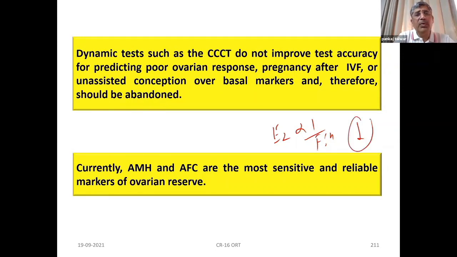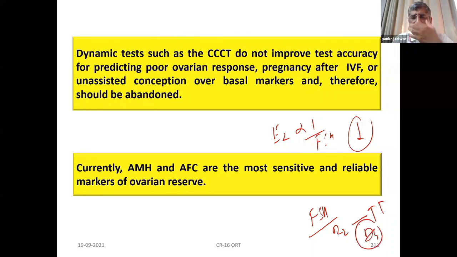But in a woman who's got poor ovarian response, the values of E2 and inhibin are low. As a result, FSH goes high. So when FSH is high on day two and goes higher on day nine, this means that values of E2 are low in this woman, and the E2 is not able to suppress that FSH. So we say it's a dynamic testing, but it should be abandoned. It's a very non-specific test. So the clomiphene challenge test should actually no longer be done.